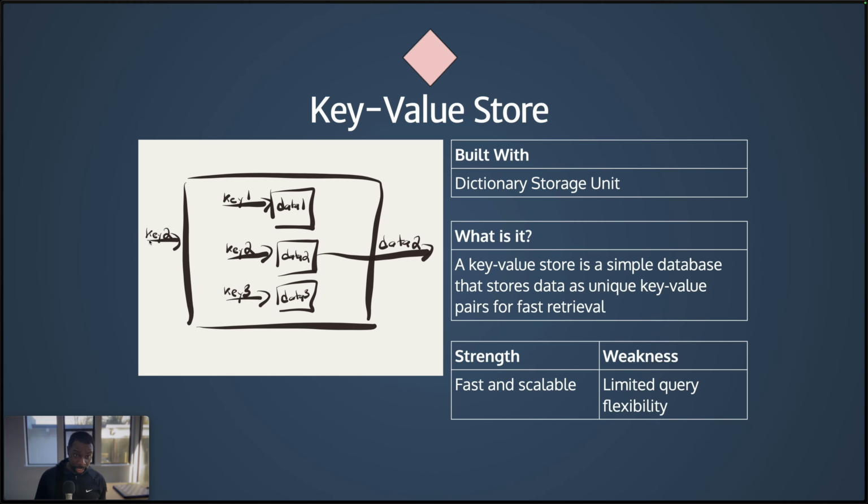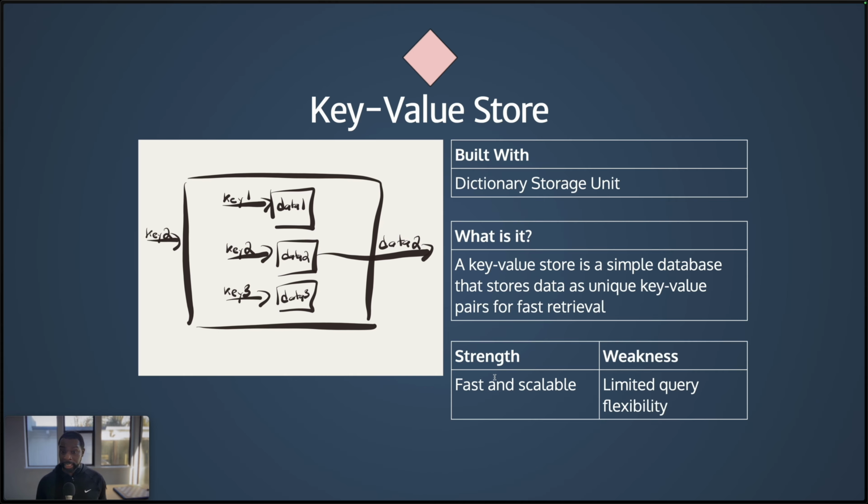You put in a key, the key is connected to some data or value, and if you put in that key, it will return the value associated with it. A key value store is a simple database that stores data as unique key value pairs for fast retrieval. Sometimes we just want that key value store, and it has a variety of uses that you'll see throughout the 15 case studies. It's a very powerful building block.